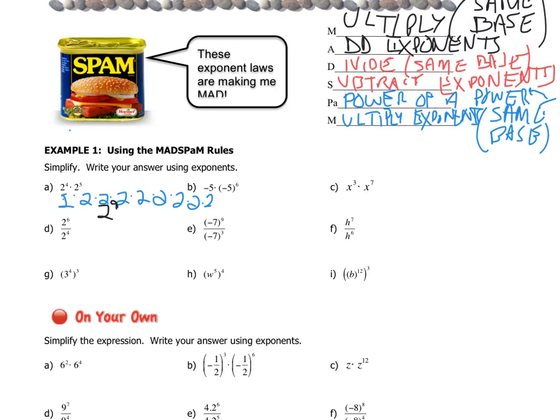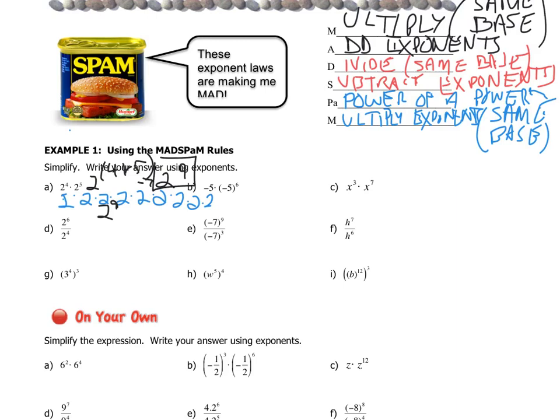But the shortcut, without having to do that every single time, is that if I look back up at MAD SPAM, we are multiplying same bases, in this case 2's, a base of 2. MAD SPAM says just add the exponents. So to be quicker, I would keep the 2 and add the 4 and the 5 together to go right to 2 to the 9th. Now notice this just says write my answer using exponents. It doesn't say tell me what 2 to the 9th is. It just says write it with exponents. So 2 raised to the 9th.